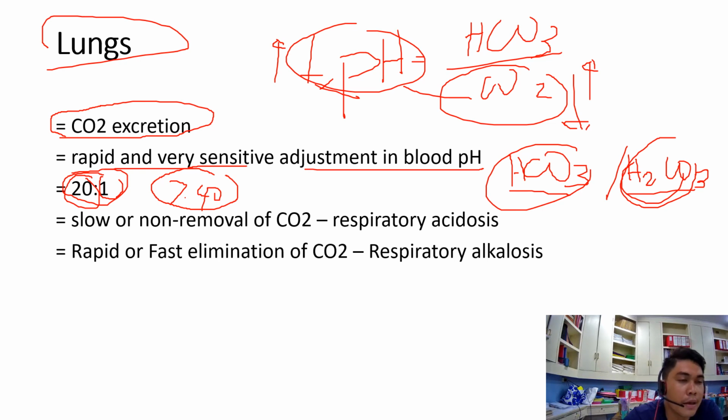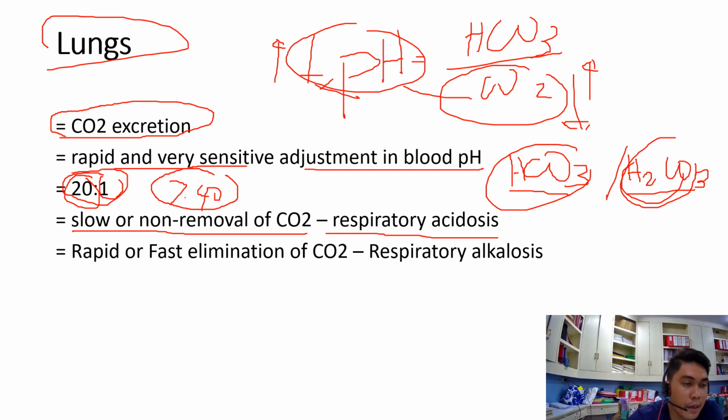Next, slow or non-removal of CO2. The effect is respiratory acidosis. Slow removal means you have increased CO2 in your system, and the effect is acidosis. That is respiratory acidosis because the cause is decreased or slow elimination or removal of CO2.